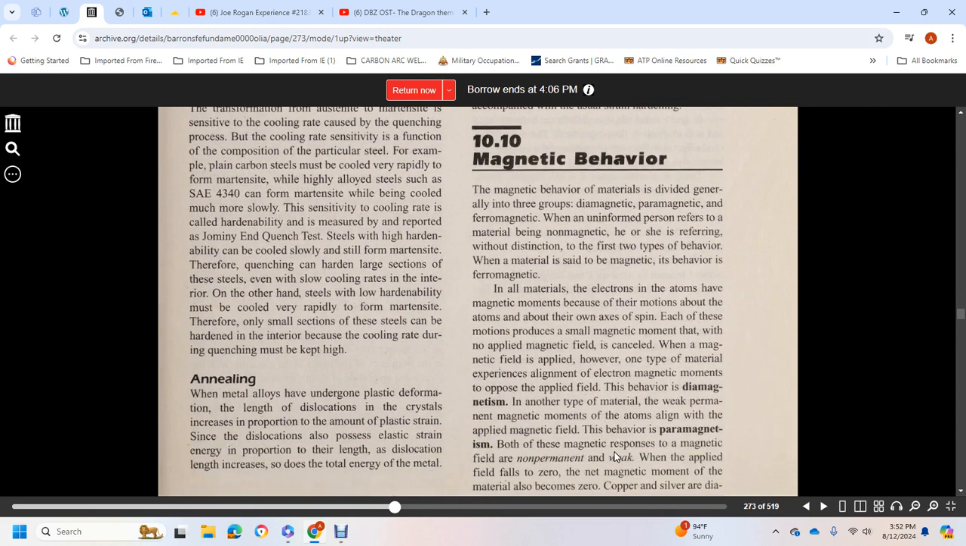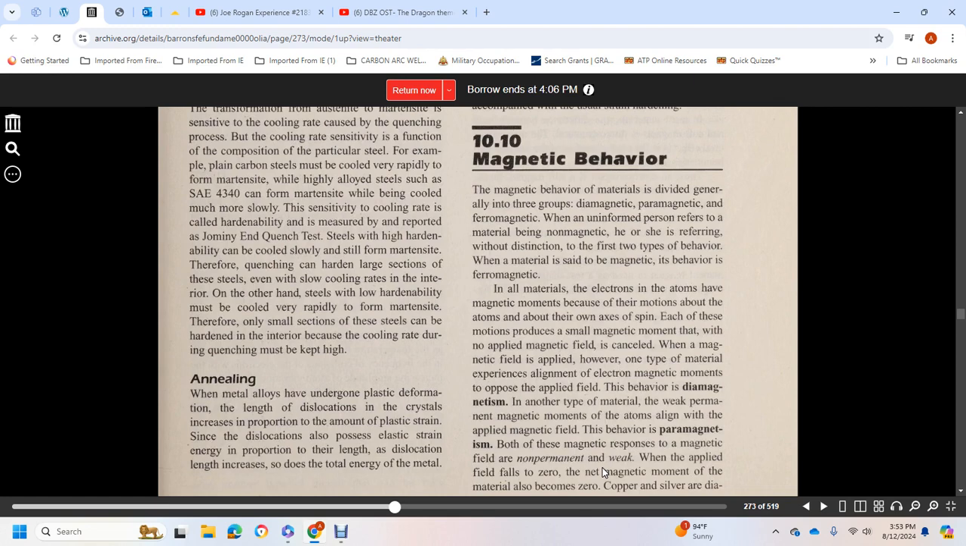Magnetic behavior. Magnetic behavior of materials is divided generally into three groups: diamagnetic, paramagnetic, and ferromagnetic. An uninformed person who refers to a material as non-magnetic is referring, without distinction, to the first two types of behavior. Said to be magnetic, its behavior is ferromagnetic. All materials have electron magnetic moments in their atoms, due to the motion of electrons around the atoms and their own axis of spin. These motions produce a small magnetic moment, which in the absence of an applied magnetic field is cancelled.